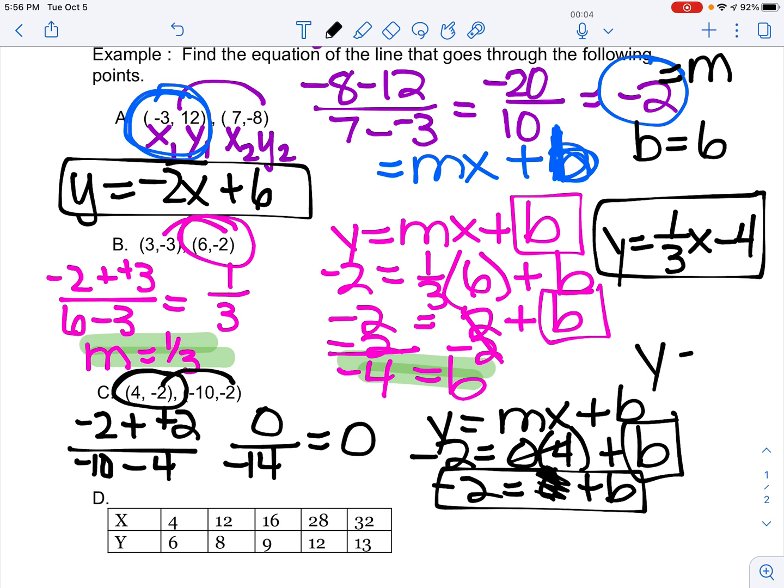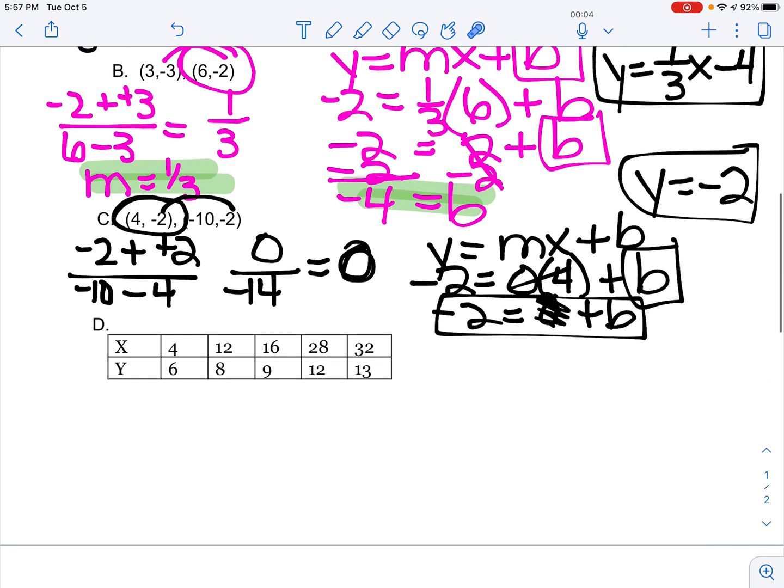So for the equation, since the slope is 0, you don't need to write 0x, so I'm just going to say y equals negative 2. If you notice in the 2 points, both of the y's are negative 2, so that's a big hint right there that that's going to be a horizontal line at y equals negative 2.